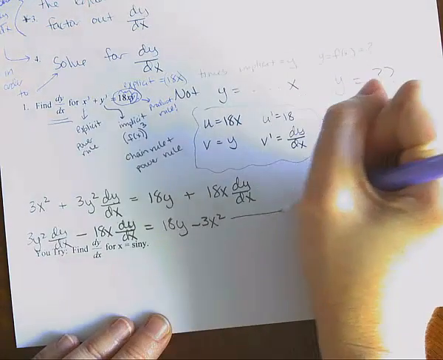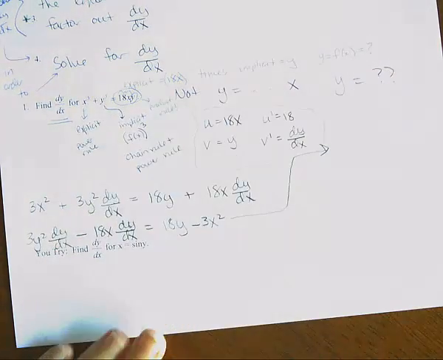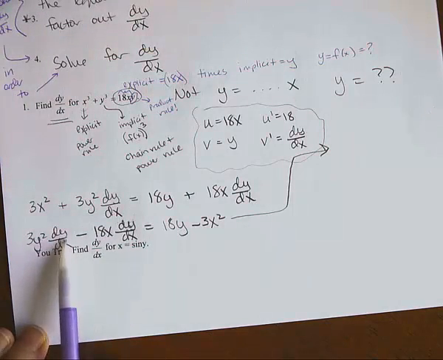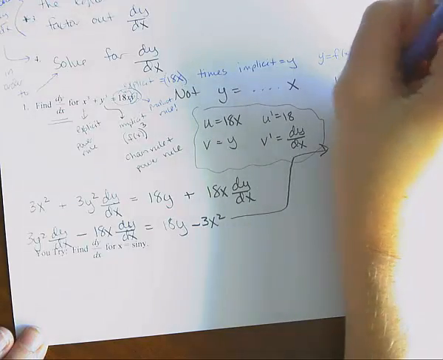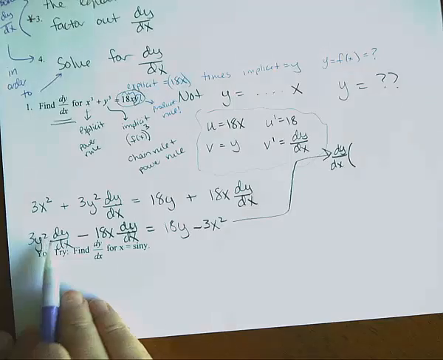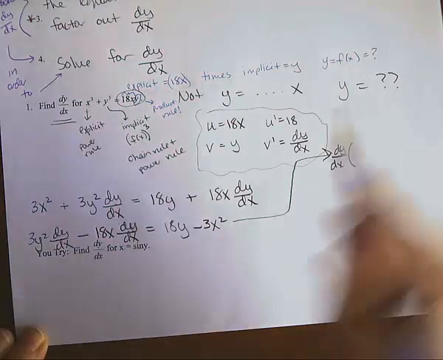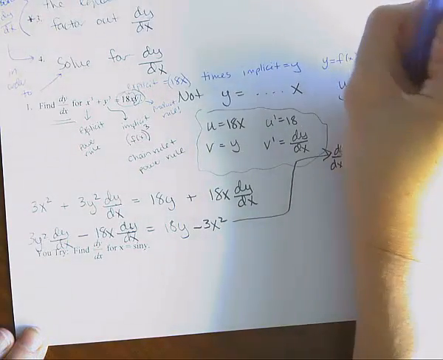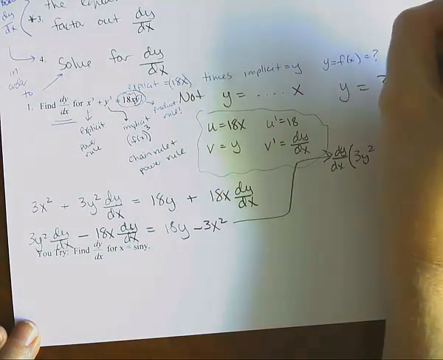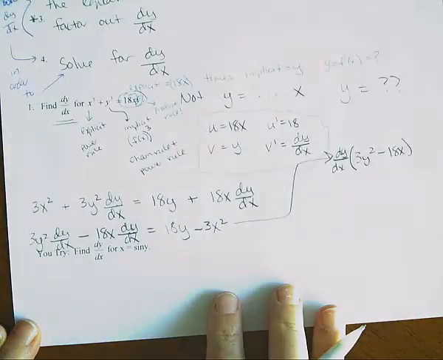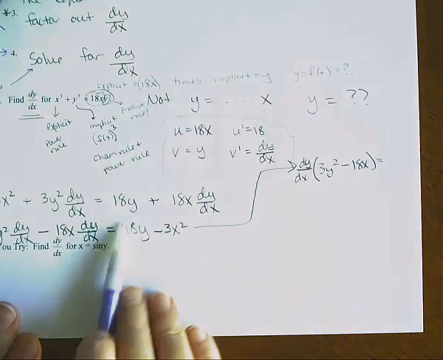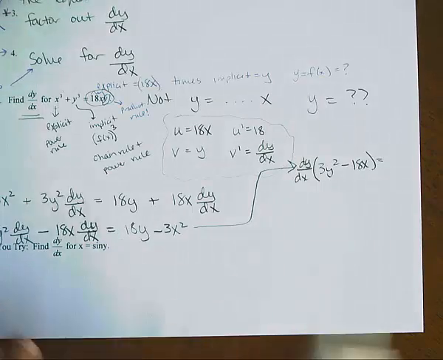And then let me bring my work up and over here. So then what I'm going to do is factor out the dy dx in order to isolate it. So I have dy dx times 3y squared, because that was what was left over from that term, minus 18x, which is what's left over from the second term. And all of that is equal to this stuff here that was on the other side, the 18y minus 3x squared.